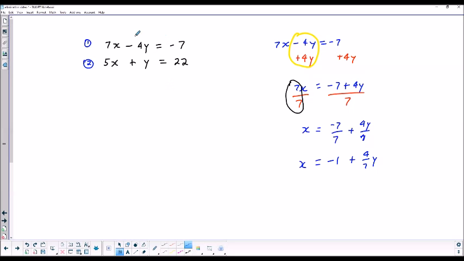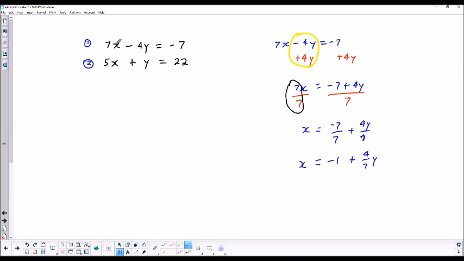So here we've got this situation. We've got 7x minus 4y, and here in the second equation, 5x plus y. I'm going to use the same principle of elimination. I want to eliminate one of these two variables to make my job easier, so I can solve for one of the variables. I want to be left with one variable and one equation, and then I'll be able to solve for the variable that I'm left with.